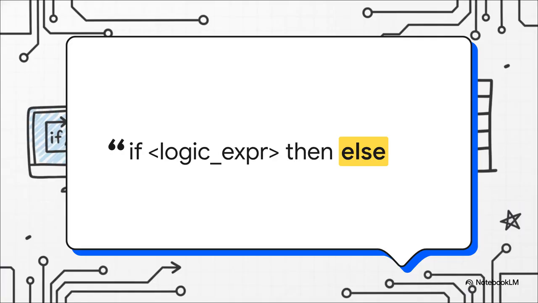And this is what it looks like in its formal grammar, sort of the universal blueprint that all programming languages use to understand this idea. Don't let the syntax fool you, it's super simple. You just give it a logical test, a then action for a true result, and an else action for a false one. Simple as that.